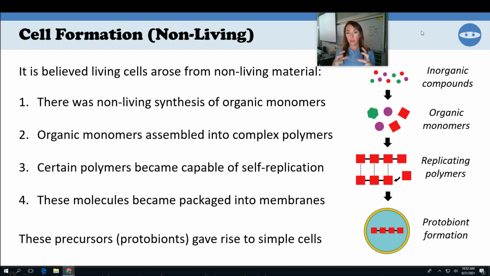So how did we first get the molecules that are necessary to be part of cells? Going back to your bio, carbohydrates, proteins, nucleic acids, lipids, those types of basic carbon-based molecules are essential in our cells. And so here's how it goes.